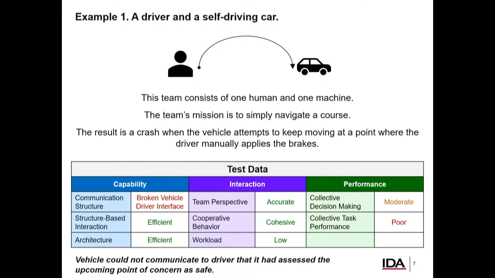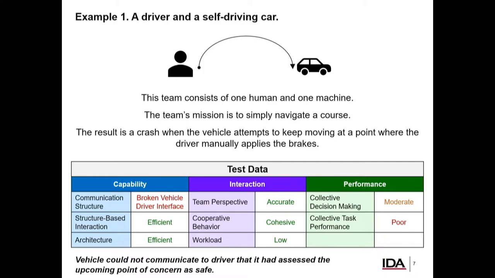So we're not looking at any numerical data here, but we broke our test data down into our three metric categories: capability, interaction, and performance. And you can see that the performance for this test, obviously from the scenario I described, was poor. The task performance was poor because the collective decision making was also poor. And what caused that in this basic simulation is that the communication structure broke down.